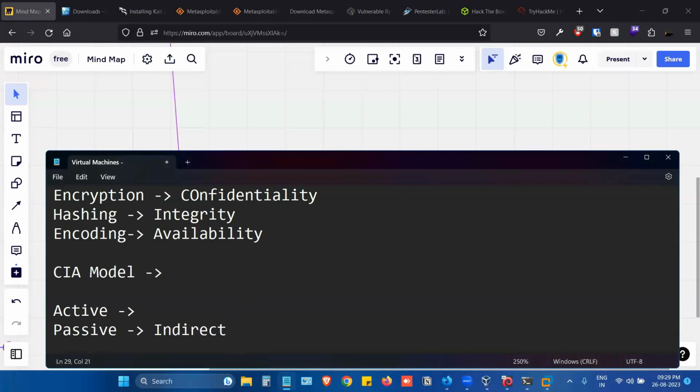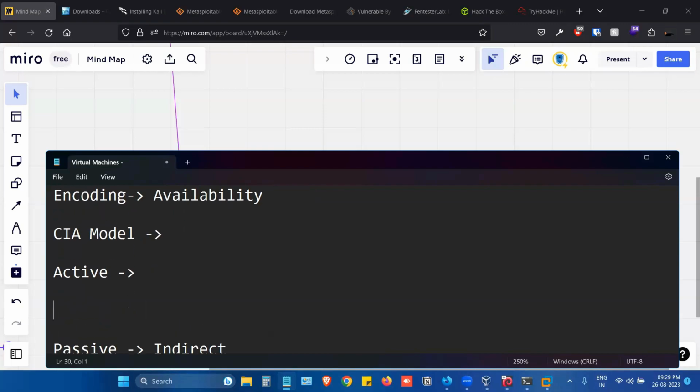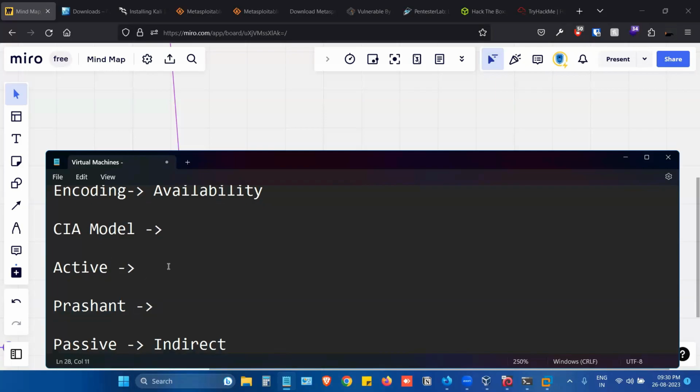So passive interaction is indirect. We gather the information indirectly, and in the active, we gather the information directly from the target. Let me give you an example of how these things work. Suppose there is a target called Prashant. If I'm calling Prashant and gathering information about him, like what's your date of birth, what is your email ID, where do you live, what is your exact location, and what are your daily activities, then Prashant knows that someone is asking for or gathering his information. Prashant has the idea of who is gathering it. Here we are directly interacting with the target. This is why it is known as active footprinting.